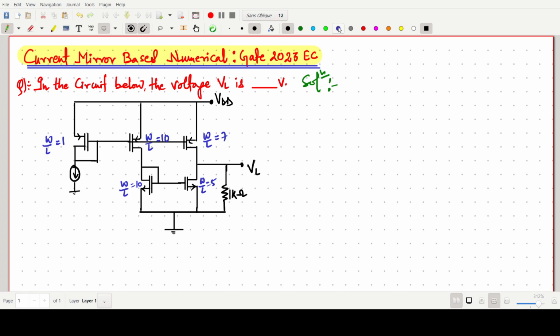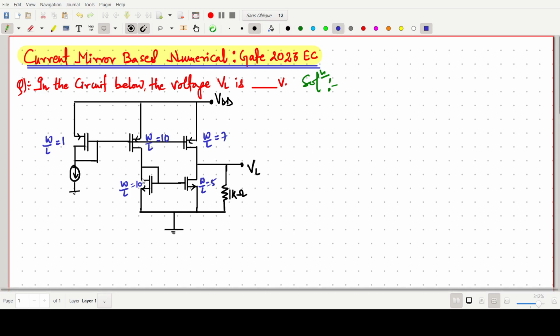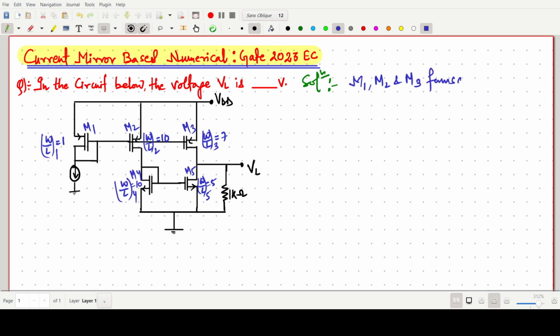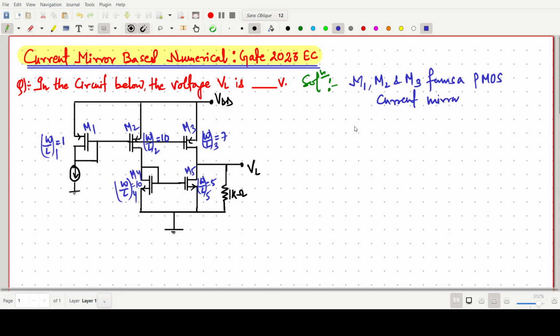Before we start, I want to show you some brief basics about the current mirror. So for example, this one is our M1 transistor, this one is an M2 transistor, and I'm writing the aspect ratios as W by L of 2, W by L of 3, W by L of 4. Say this one is our M3 transistor, and the M5 transistor has W by L of 5. M1, M2 and M3 form a PMOS current mirror, and M4 and M5 form an NMOS current mirror.